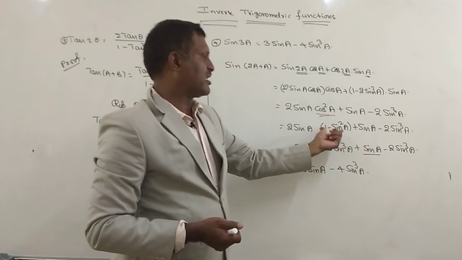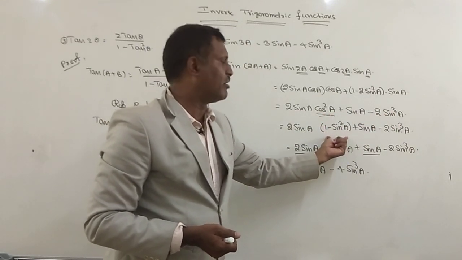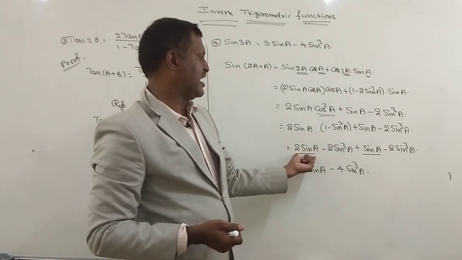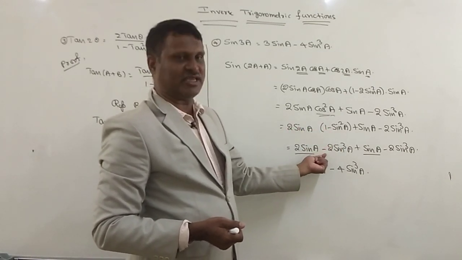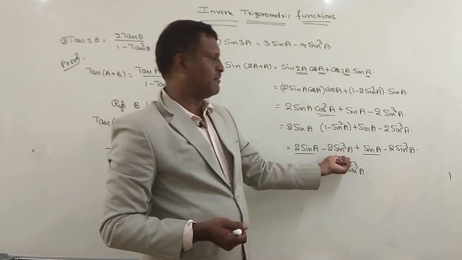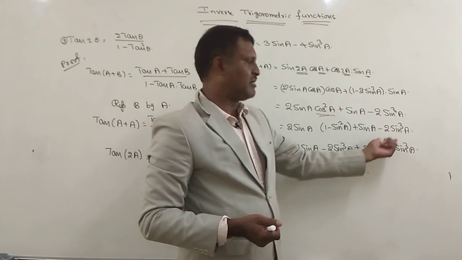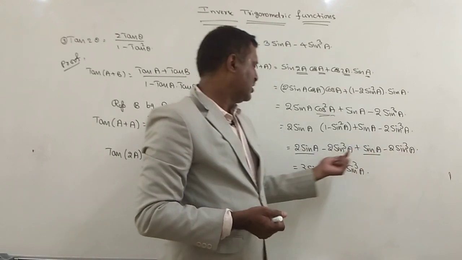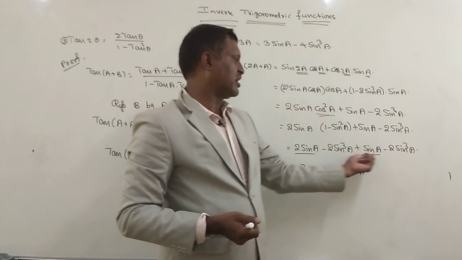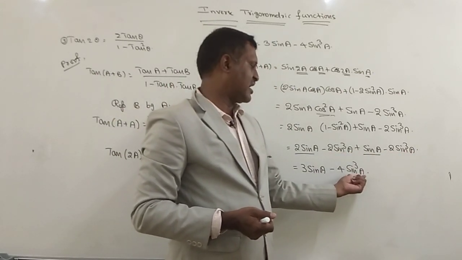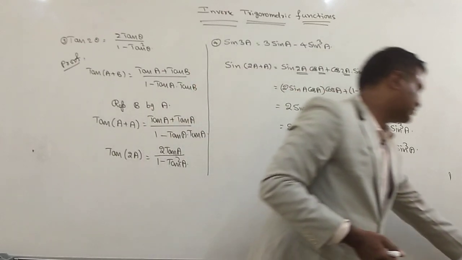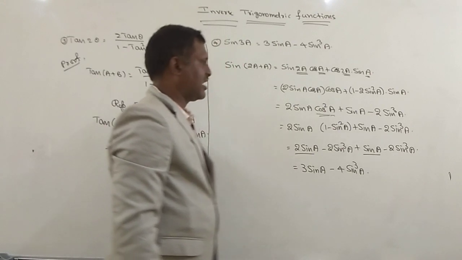Now convert cos square a in terms of sin. I have given the formula 1 minus sin square a. 2 sin a into 1 is 2 sin a, plus, into minus minus, 2 as it is, sin a into sin square a becomes sin cube a, plus sin a as it is, minus 2 sin cube a as it is. Now 2 sin a plus sin a is 3 sin a, minus 2 sin cube a minus 2 sin cube a, we can write minus 4 sin cube a. Students, take down whatever I have written.